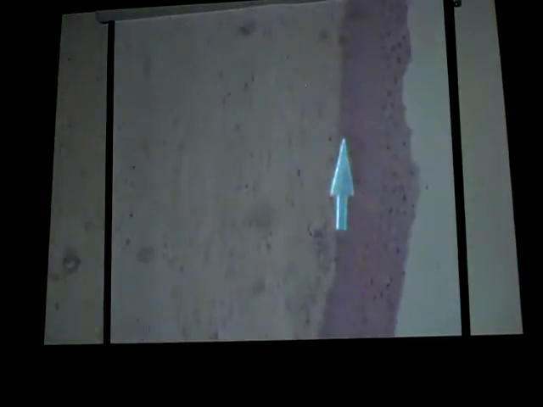And then when we get to the vagina, you have a stratified squamous epithelium, non-keratinized, and then as it moves to the outside, it becomes keratinized. That's going to move into the similar epithelium of the skin. So we have our stratified squamous epithelium here.